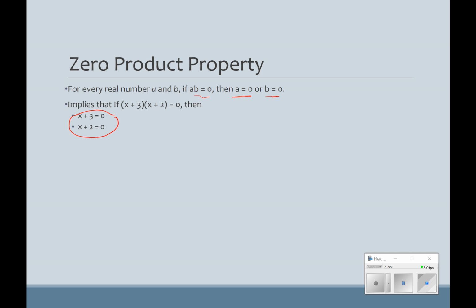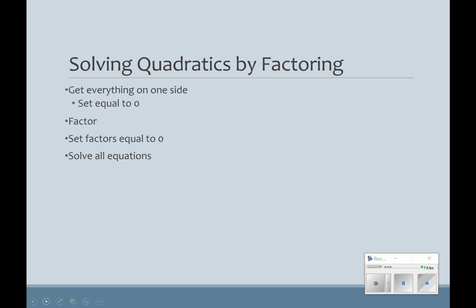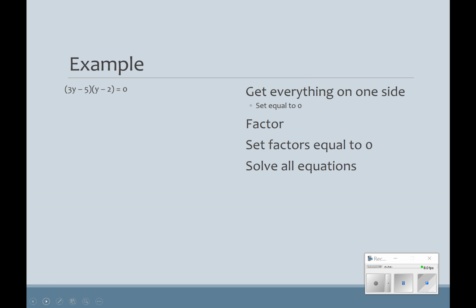Now remember, I told you when we did this factoring unit, you had to know how to factor. We're going to keep on using it. So to solve a quadratic by factoring, and remember, quadratics are equations in the form ax squared plus bx plus c equals 0, we're going to get everything on one side, or set equal to 0. We're going to factor. We're going to set those factors equal to 0, and then we're going to solve all of the equations that result.